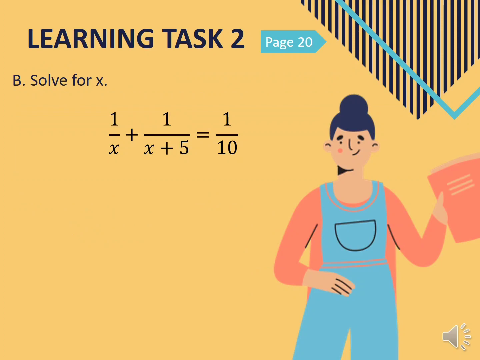So, this is your task. Your letter B in learning test number 2 on page 20, you need to solve for the value of x. The given rational equation is 1 over x plus 1 over x plus 5 is equal to 1 over 10. Please do it on your piece of paper by applying what we have learned in our previous lesson.